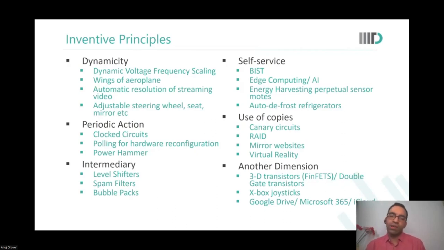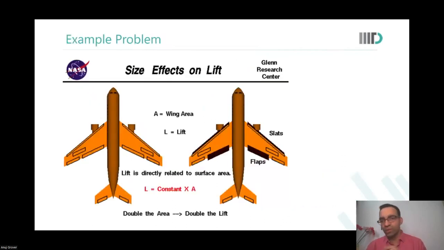So technical contradiction matrix is one way to do it. For example, let us take this slide from NASA Glenn Research Center, where they say, okay, if I increase the area of the wings, my lift increases. So I can actually fly much faster. I can have bigger aeroplanes. I can carry more weight because my lift increases.